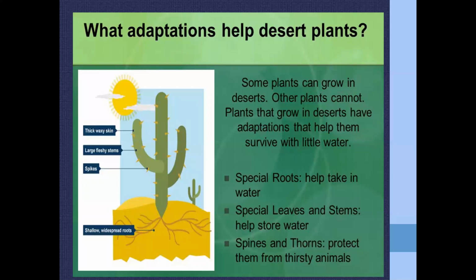Then they have special leaves and stems to help store the water. So when the plant has these spines, it helps the plant not to lose the water from the fleshy stem. Okay, they also told that spines and thorns protect from thirsty animals. When the spines are there, no animal can eat it up. No animal will come to eat that type of plant because spines are there.